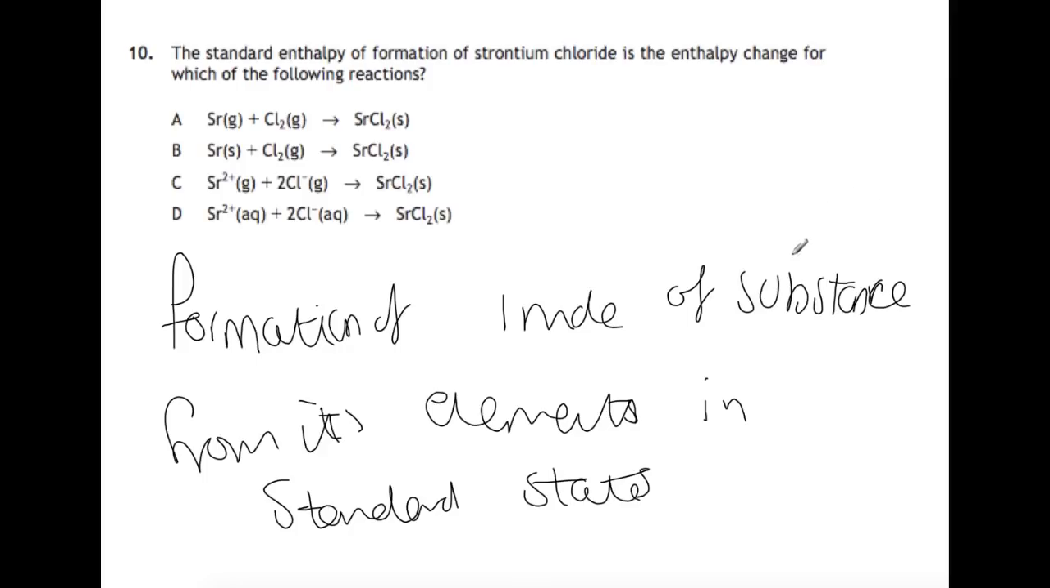Now you can use your data book to find the melting and boiling points of different elements, so you can work out what state they'll be in at 25 degrees, which is the standard state. So all of these are making strontium chloride, which is SrCl2 solid, so we need to work out which of the reactants is the correct one. So strontium is a solid at room temperature, so it could only be B, which also has chlorine as a diatomic gas.